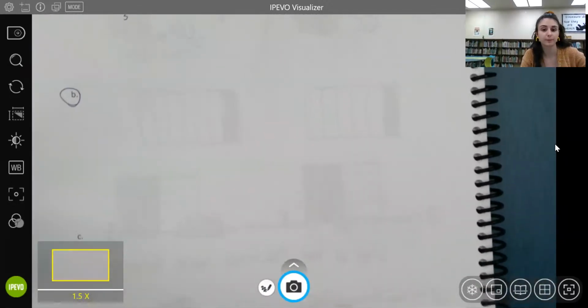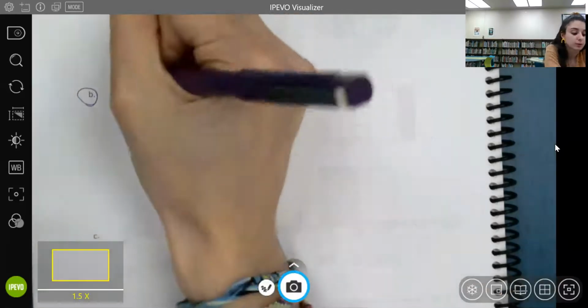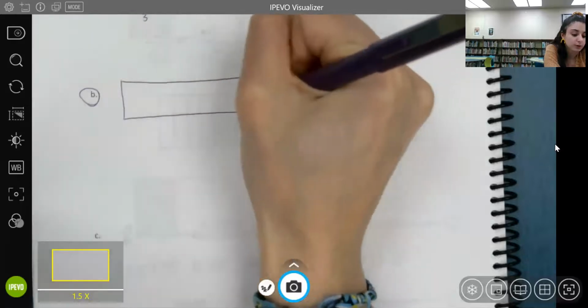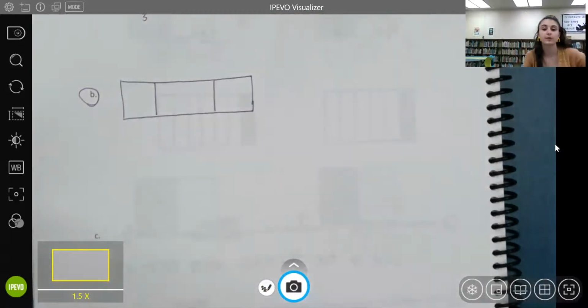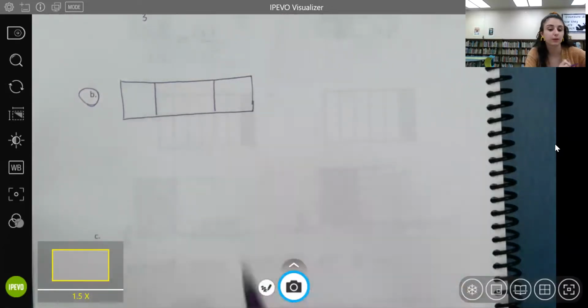Move this a little bit. Perfect. So now we're going to do the same thing. We're going to draw an area model to represent 1/3 by shading. So it's the same model we started with in A. So we're going to draw our model, and we're going to draw 2 lines that represent 1/3. So 1/3, 2/3, and 3/3.